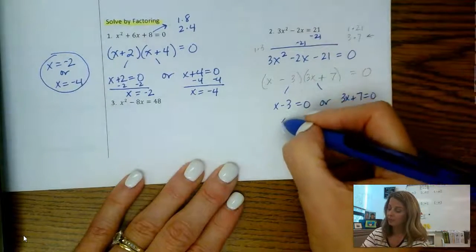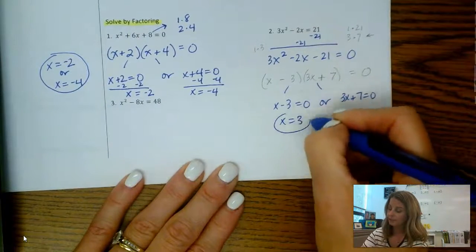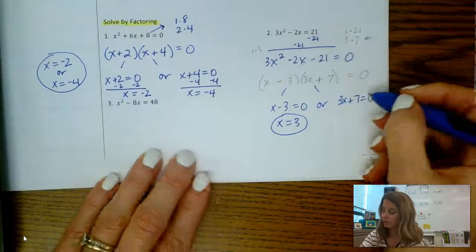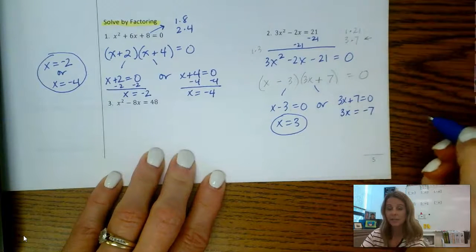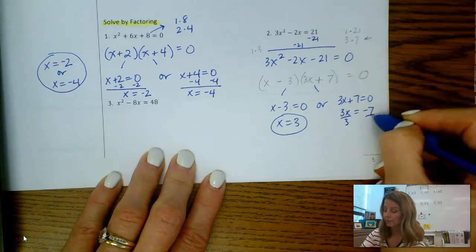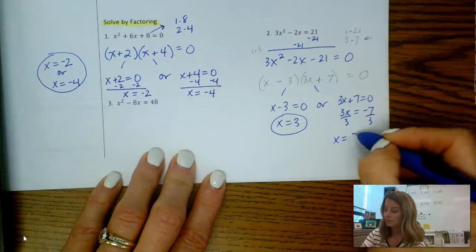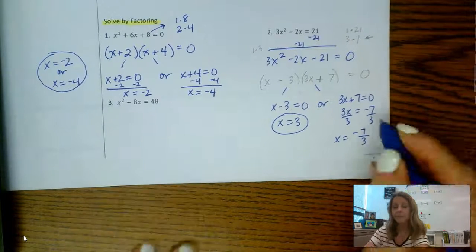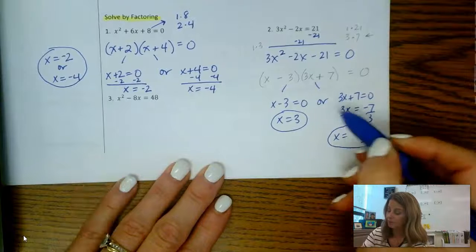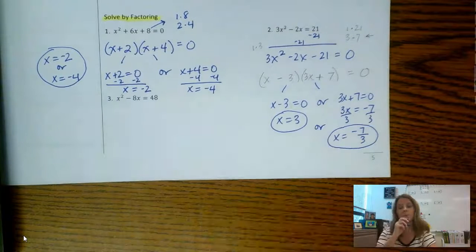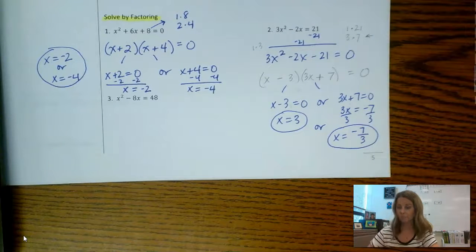So add 3 to both sides. X equals 3 is one of your solutions. Take away 7 from both sides. That would give me a negative 7. Divide by 3. X equals... I'm going to leave it as negative 7/3 because that is a repeating decimal. So these two are my solutions.